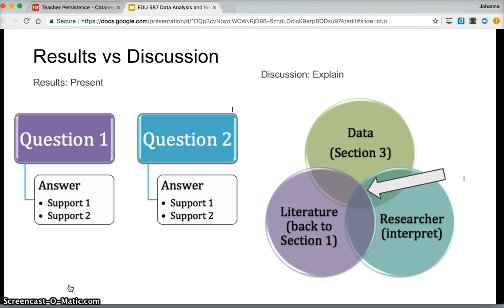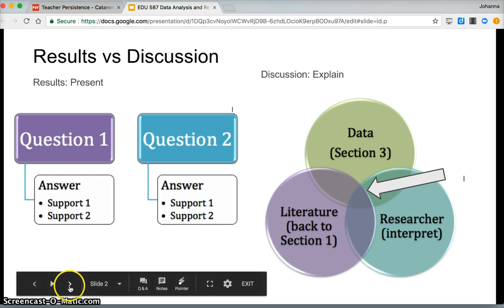The discussion, section 4, is where you will make meaning of that. You'll connect it back to the literature and explain what was happening. But in the results, it's really just what did you find and where's the evidence for those findings.